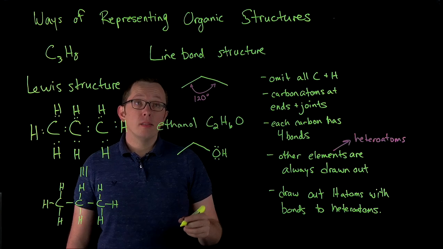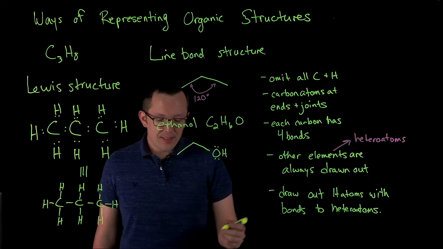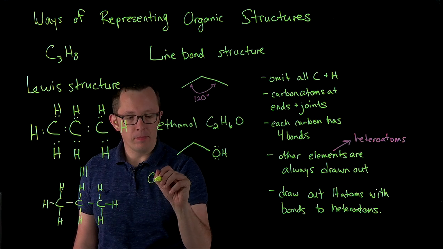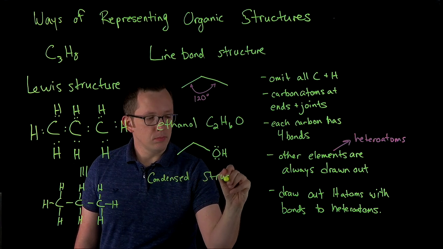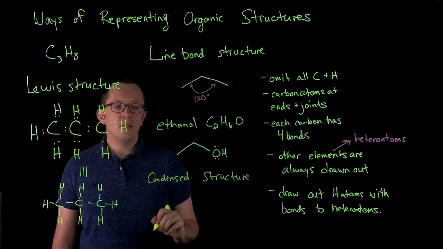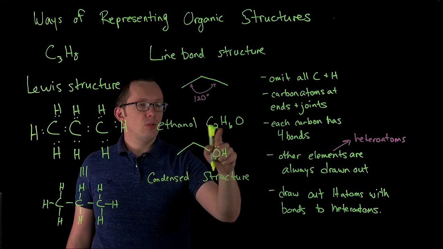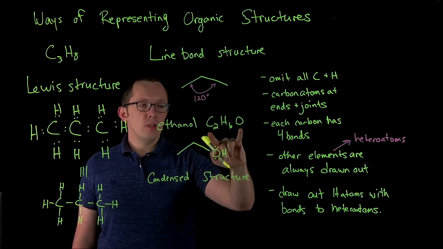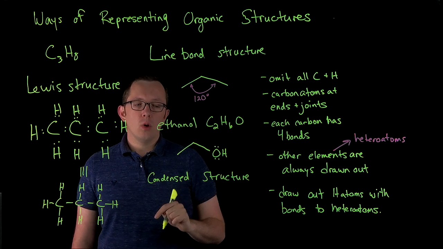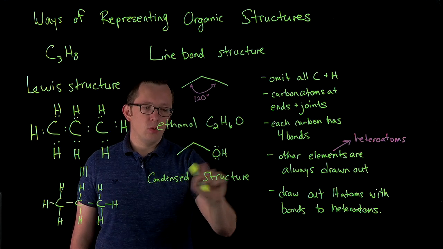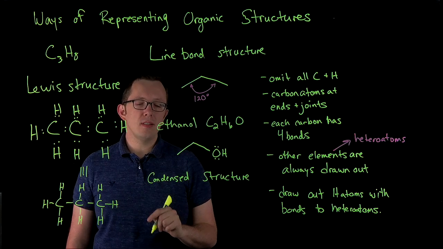There's a last commonly used way of representing organic structures, and that's the condensed structure. A condensed structure looks more like a molecular formula. So here we have ethanol, which is C2H6O. There's really no structural information in this molecular formula. We don't know what has a bond to what. But if we look at our ethanol molecule, we can look at each atom in the chain and figure out what is attached to what.